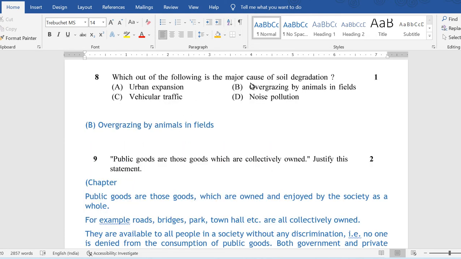Question number 8. Which of the following is the major cause of soil degradation? The correct answer is overgrazing by animals in fields will cause soil degradation. So the answer B is the correct answer.